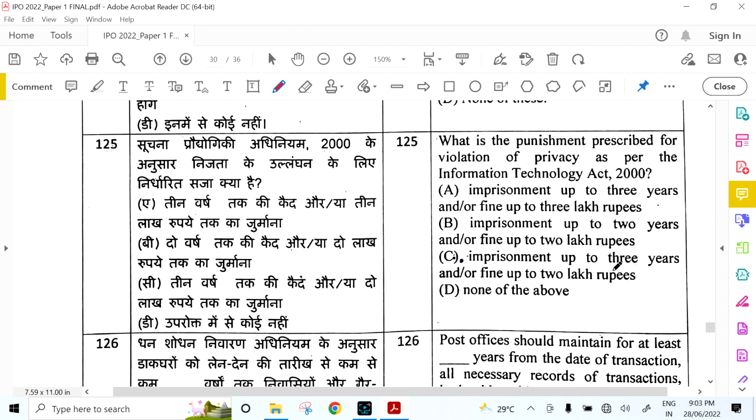Okay. What is the punishment prescribed for violation of privacy as per IT Act 2000? This is imprisonment up to 3 years and or fine up to 2 lakhs.